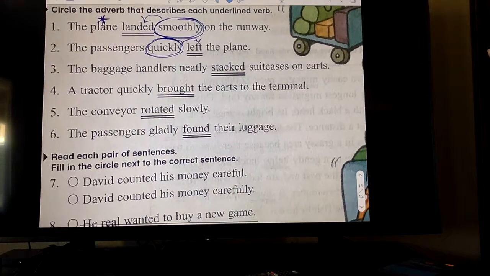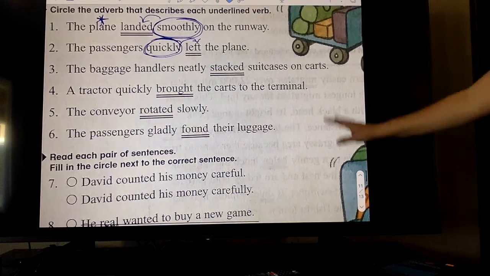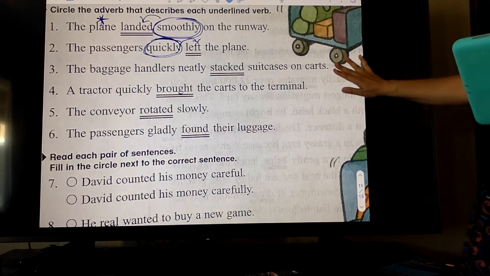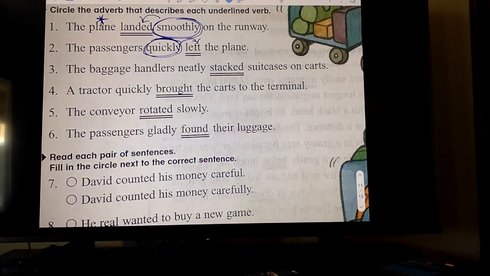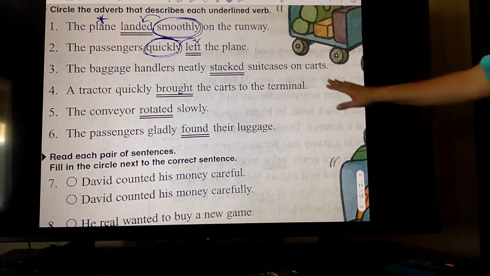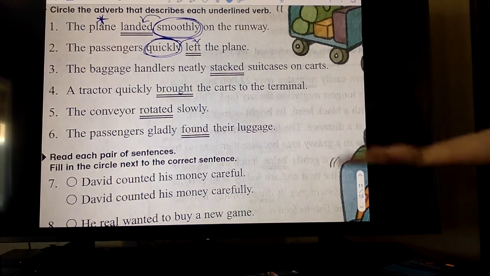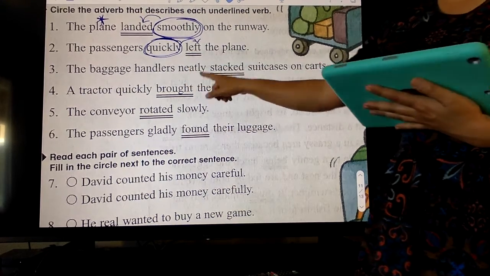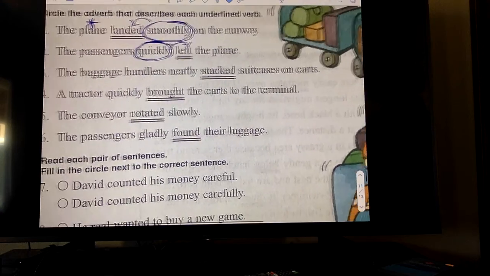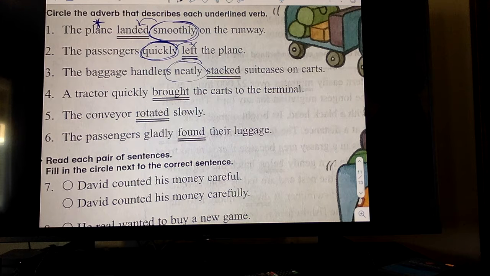Okay, let's go to number 3. You read with me, guys, as I read. The baggage handlers neatly stacked suitcases on carts. Okay, so stacked is my action. How did they stack them? Not where did they stack them. How did they stack them? They stacked them neatly. Very good. Everyone circle neatly. Good job, you guys. Neatly is how they stacked them.